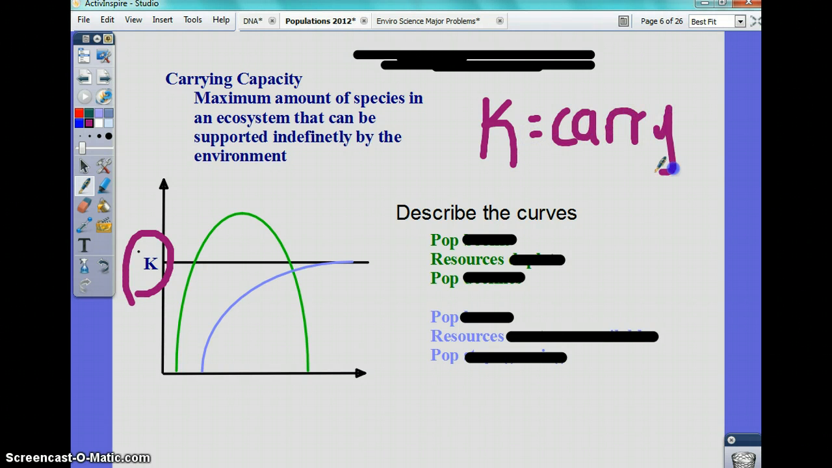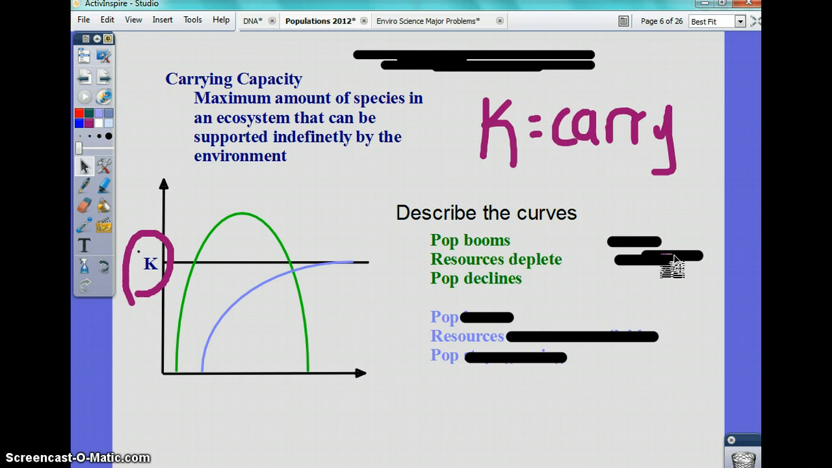So let's say for example, in this population, what's happening in the green curve? Interpret this curve for me. It goes up and down. The population explodes or booms, it exceeds the carrying capacity, which means it exceeded what? The resources. And when you don't have enough resources, you start to deplete. What happens to the population? It starts to die out.